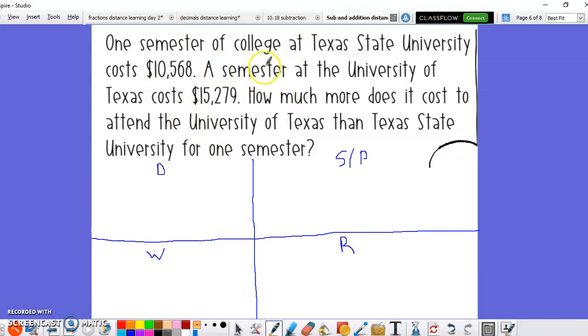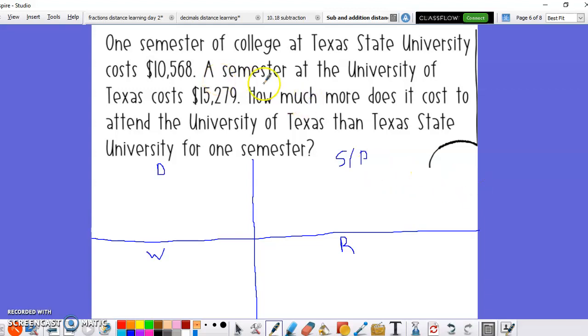So, one semester of college at Texas State University costs $10,568. A semester at the University of Texas costs $15,279. How much more does it cost to attend the University of Texas than Texas State University for one semester? I've read it. So it wants to know about Texas State University and the University of Texas cost. How much more does it cost to go to one school than the other?